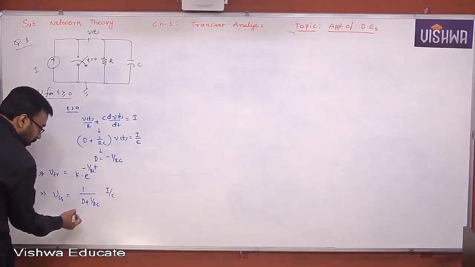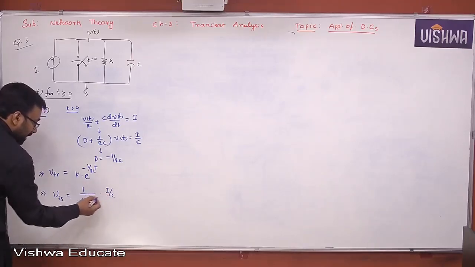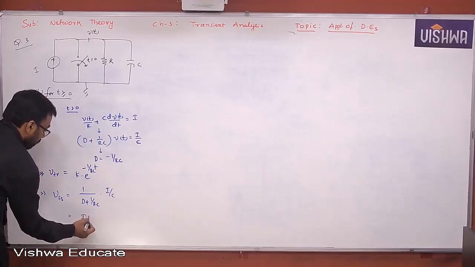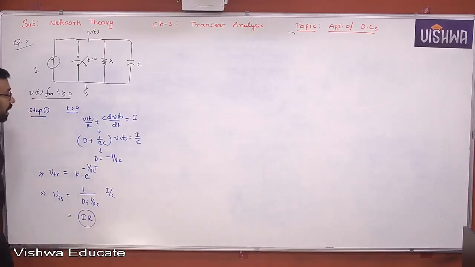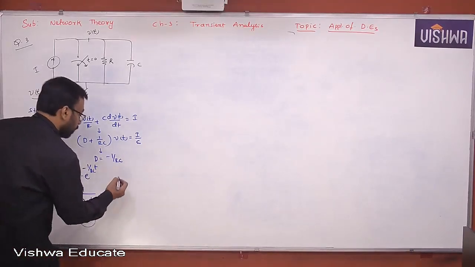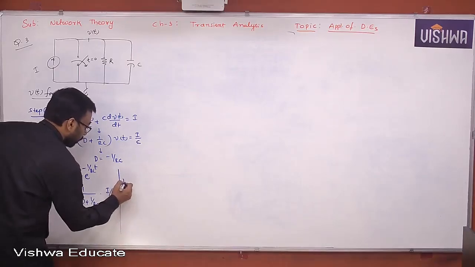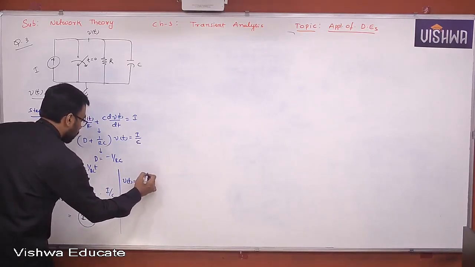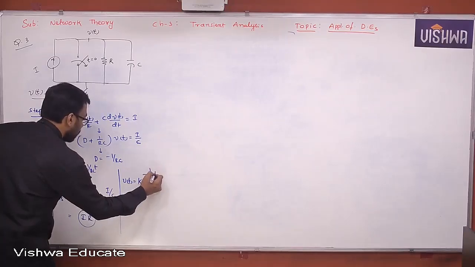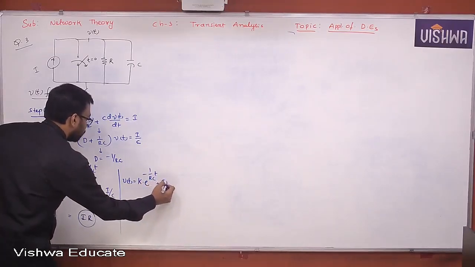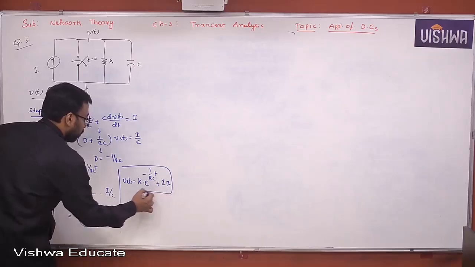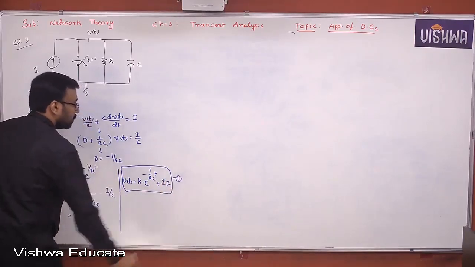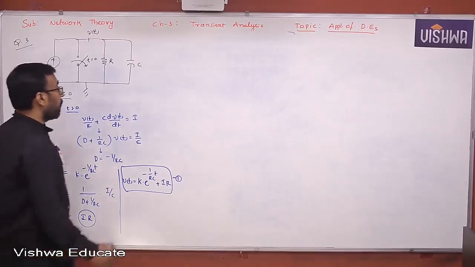So when you substitute d equal to 0, what do you get? I by C divided by 1 by RC. C gets cancelled. Finally, you got IR. Yes or no? Okay. So finally, you got the total response. V of t is equal to K into e power minus 1 by RC t plus IR. This you call equation 1. Understand all of you? Okay.